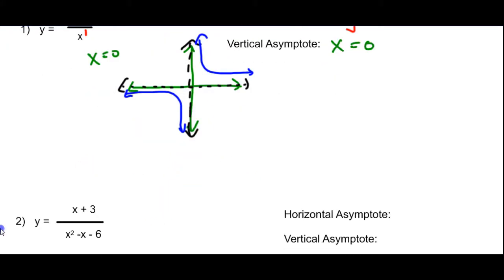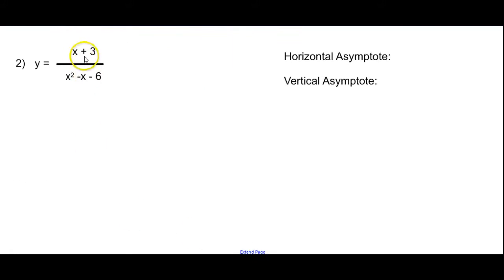Let's look at another example. So we have something down here: x plus 3 over x squared minus x minus 6. This also matches the description on top. X has an exponent of 1. This one has an exponent of 2. So the degree on the bottom is higher than the degree on top. The horizontal asymptote for this, again, you don't have to do anything, is just y equals 0. The vertical asymptote, you take the bottom, the denominator, and set that equal to 0 and solve for x.